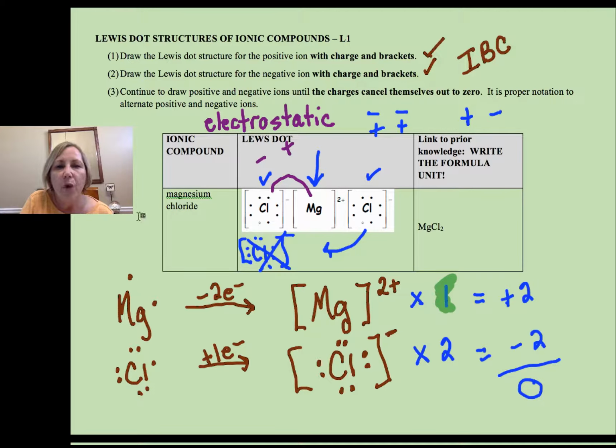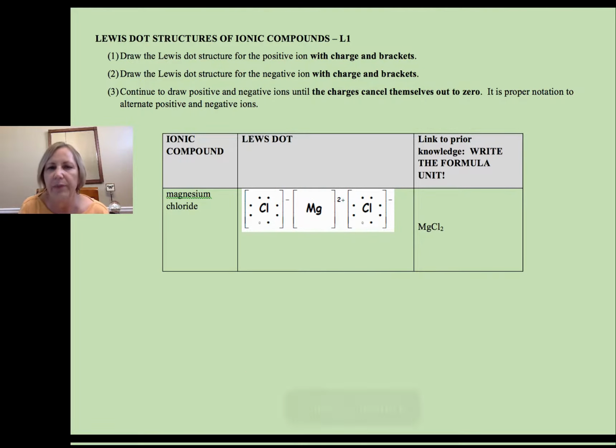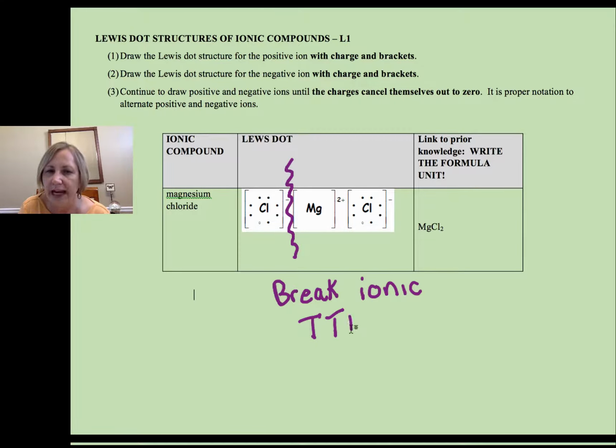Now, if I wanted to, let me clear the screen a bit here. If I wanted to melt magnesium chloride, I would need to break that electrostatic attraction. So when you melt an ionic, you're actually breaking an ionic bond. Remember, it takes energy to break. If you've watched any of my videos, I do freeze to form, takes to break. It takes energy to break a force of attraction.